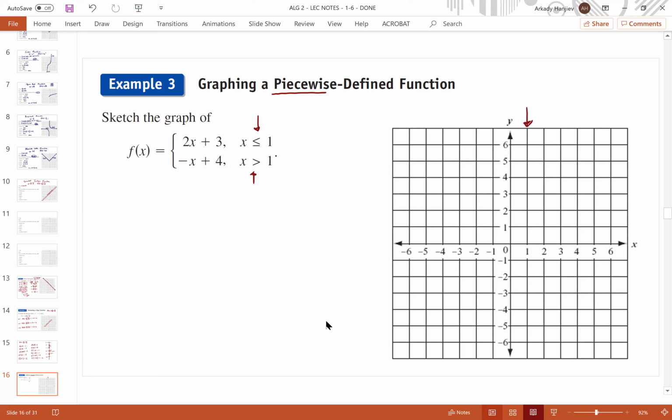The only thing we've got to be careful for is which one has the less than or equal to symbol. Now, the equal to is important here. The top one has it, so this one's going to be our closed dot. This one's going to be our open dot because we're not going to include the 1 for that function on the bottom. We are going to include the value at 1 for the top function only.